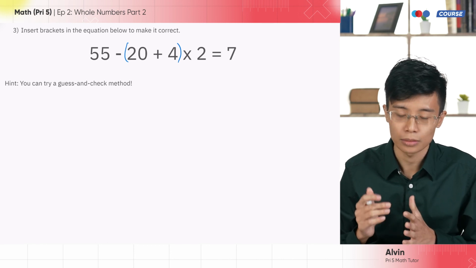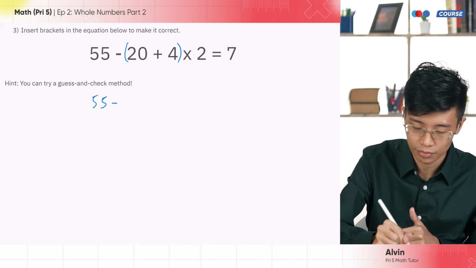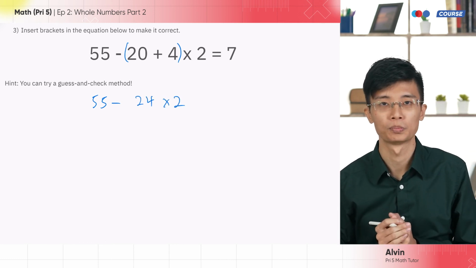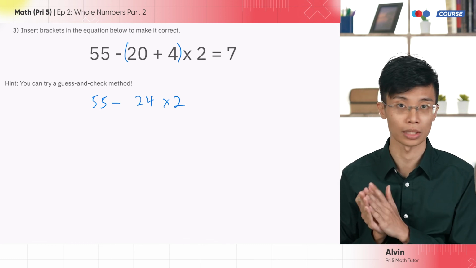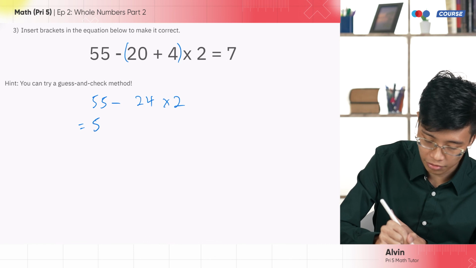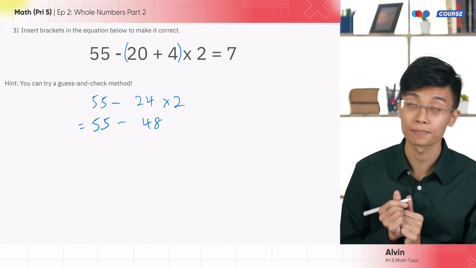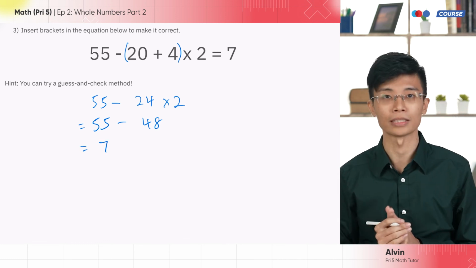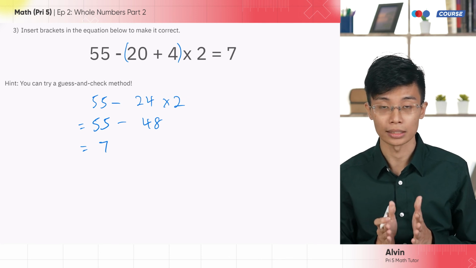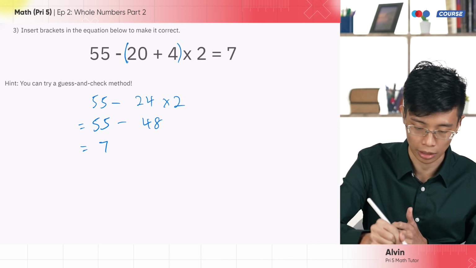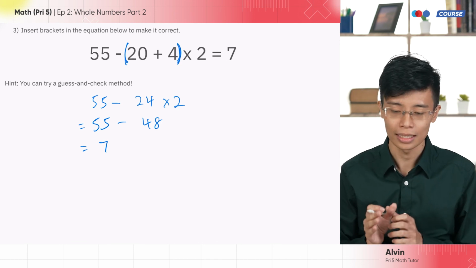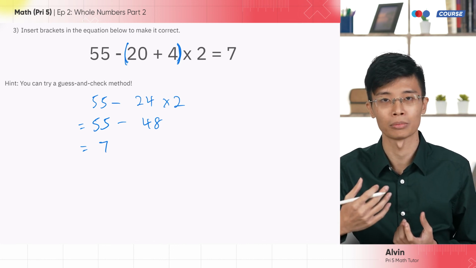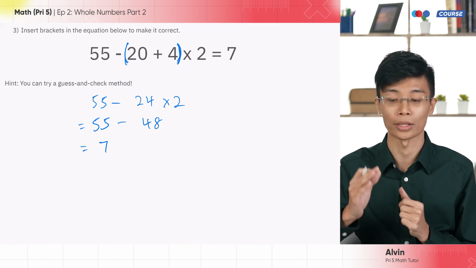In this case, brackets come first, so we do 20 plus 4, that will give me 24 times 2. Minus and multiplication, which one do I do first? I'll do the multiplication. So I will have 55 minus 48. Then I see whether 55 minus 48 equals 7. So this means that my bracket here is placed correctly. The brackets have to be around your 20 and 4. This will show you that the order matters. It's a very interesting way to use a guess and check method and see whether your order of operations will change depending on where you put the bracket.